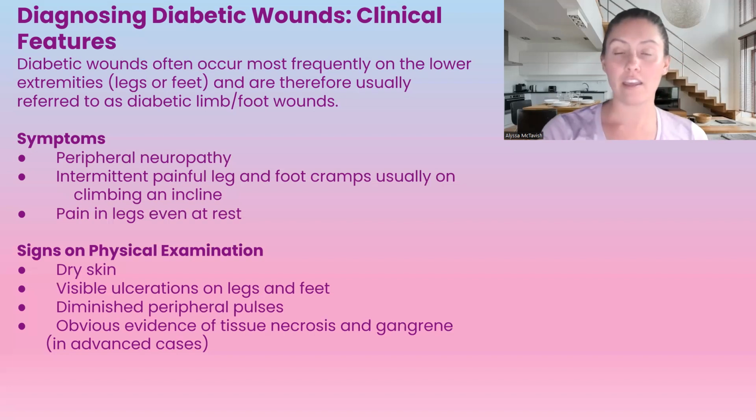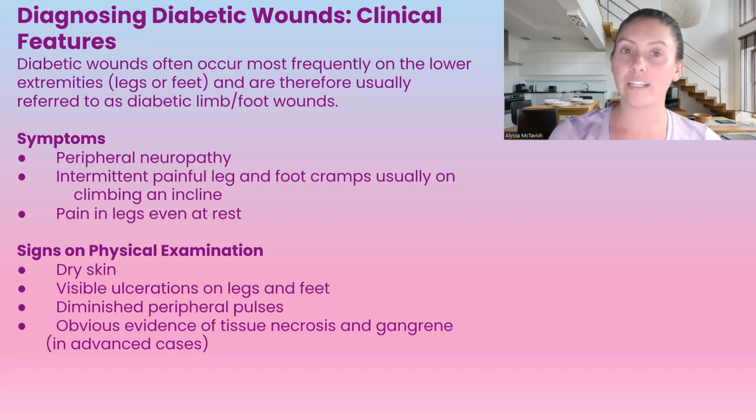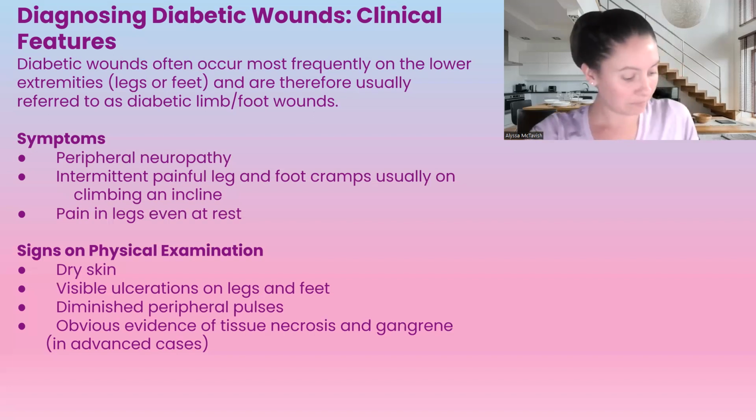Now, signs on the physical exam, they're going to have dry skin a lot of the times on their lower limbs, because they're not getting the vital nutrients to the limbs. You'll have visible ulcerations on either the feet or the legs, sometimes both. Diminished peripheral pulse. So the pulse on the top of their foot, you're going to feel it not very strong. It should still be there, but it's not going to be as strong. And sometimes in advanced cases, you'll have black toes or gangrene that you will see.